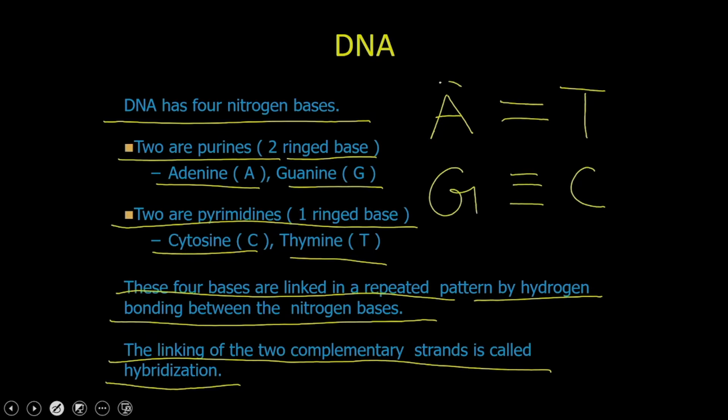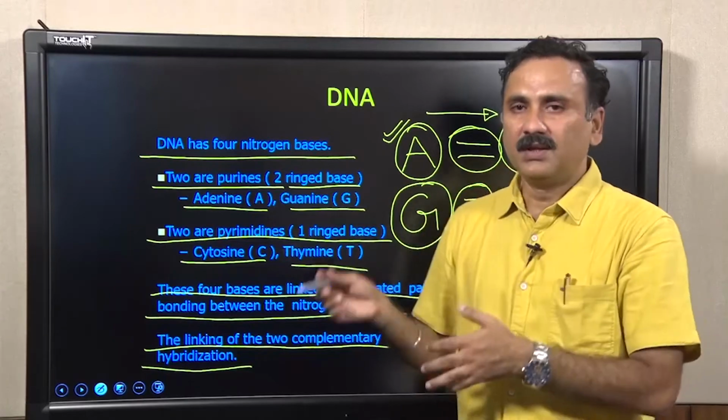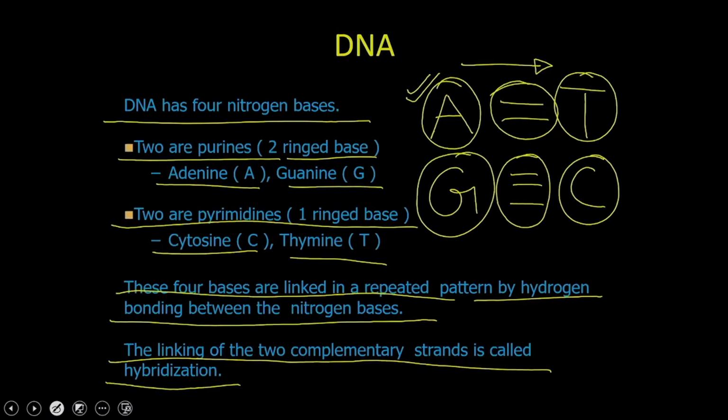What you see is that A makes a pair with T with the help of 2 hydrogen bonds, whereas G makes hydrogen bonds with C with the help of 3 hydrogen bonds, which means the strength of the A to T interaction is weaker compared to the interaction of G to C.